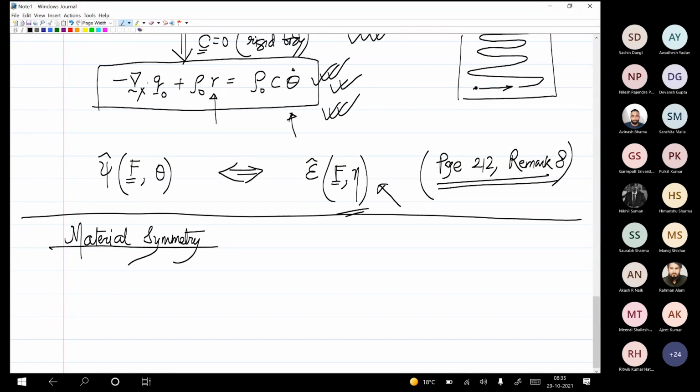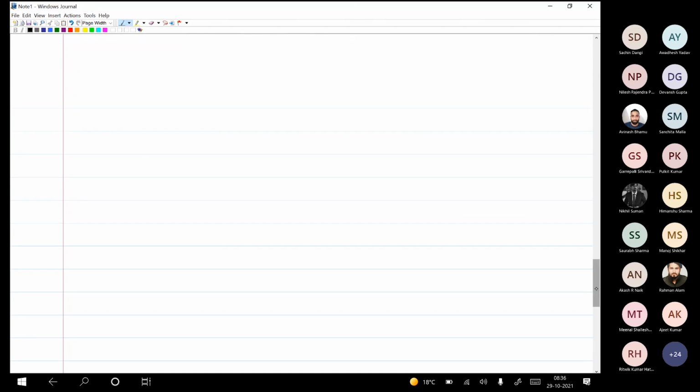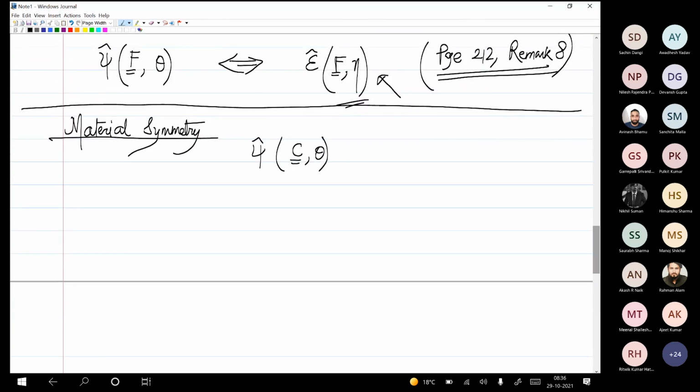Okay, and there's a very nice mathematics which allows you to give extra information about this psi. Till now we have just gotten that psi is a function of C and theta after using entropy. But using this extra information of material symmetry, you will be able to see more about this Helmholtz energy function psi. To see how that happens, we first have to understand what material symmetry is, isn't it? So let's talk about that now.